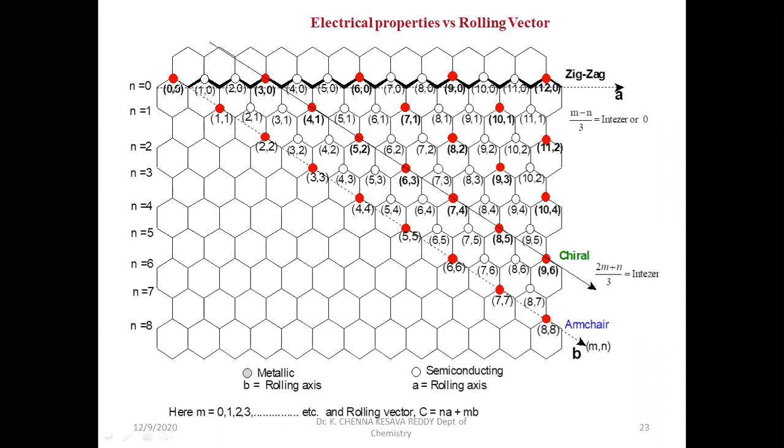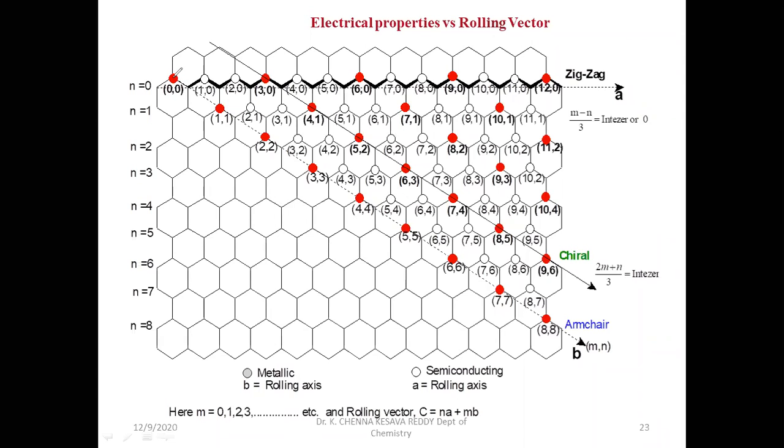Now, based on the m n values, we can write a vector, that is c is equal to n a plus m b. Based on this rolling vector, the carbon nanotube will exhibit different electrical properties. That means it may be conductive or it may be semiconductive. Now let us see how it gets metallic properties and how it gets semiconducting properties.